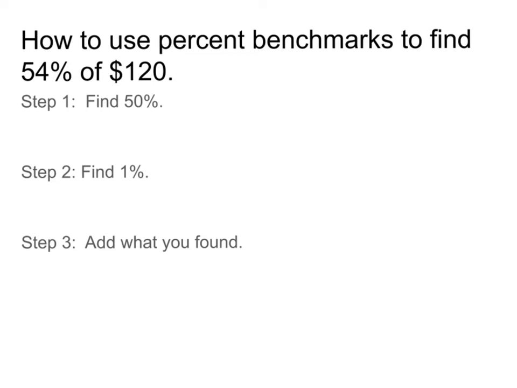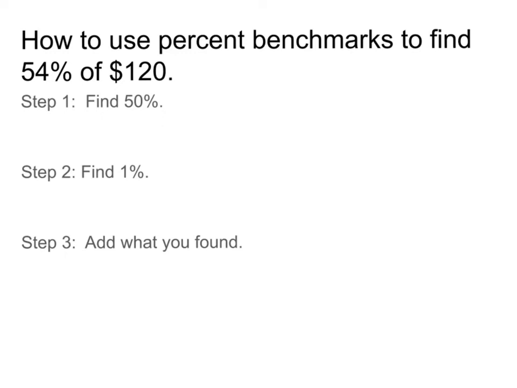So today we're going to learn how to use percent benchmarks to find other percents. Now other percents means anything that's not a benchmark, which is not 50%, not 10%, not 1%, or not 25%. So what we do is we basically look for those benchmarks to help us find the percents that we need. So in this case, they're asking us to find 54% of $120.